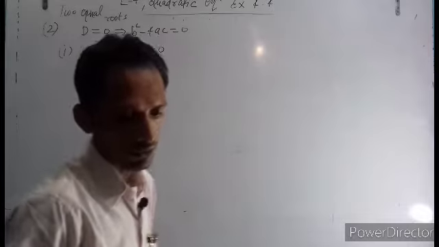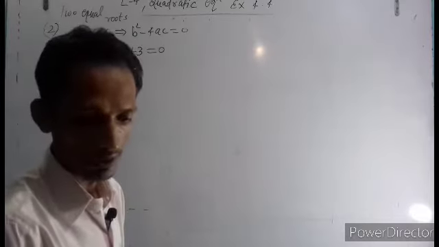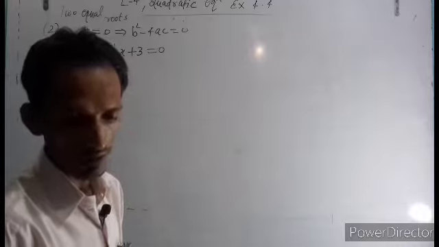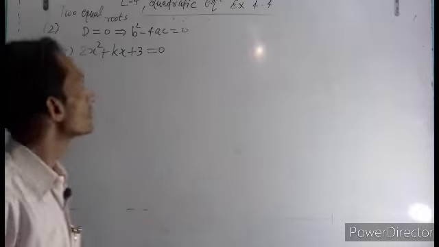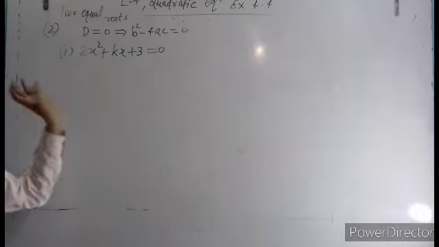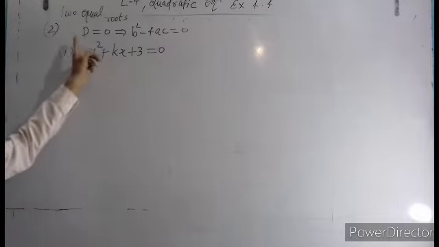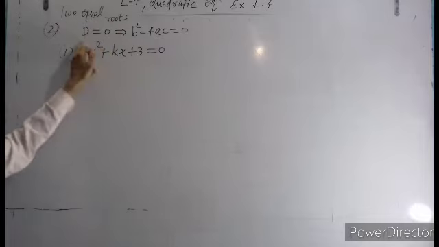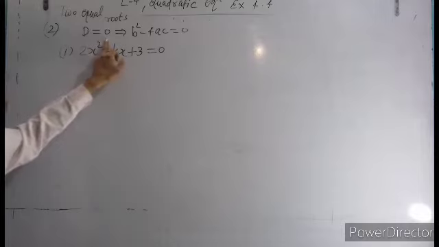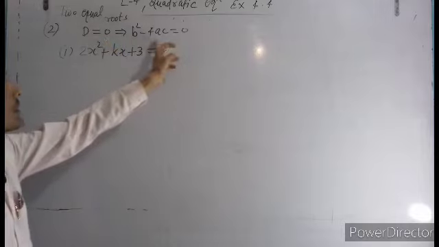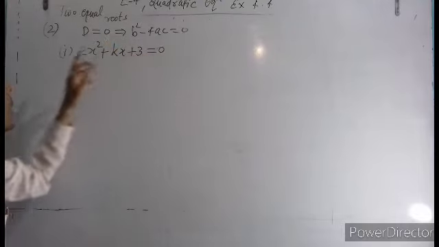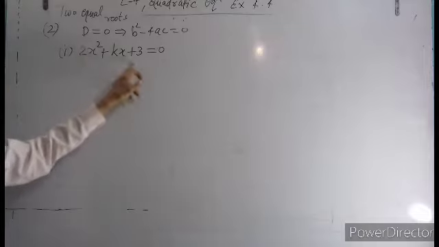So you have to find the value of k for each of the following quadratic equations so that they have two equal roots. Nature of roots you have given. It will be two equal roots means d equal to 0, discriminant equal to 0, or you can say b square minus 4ac equal to 0, and also given you 2x square plus kx plus 3 equal to 0.